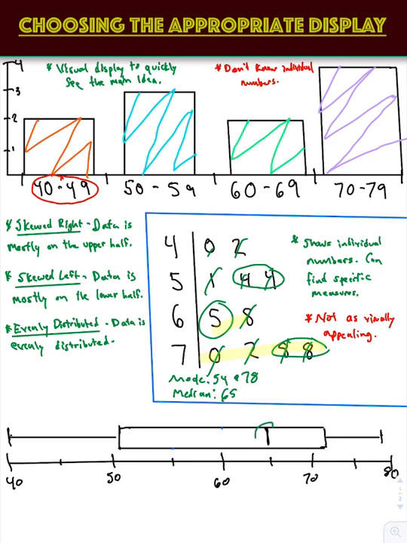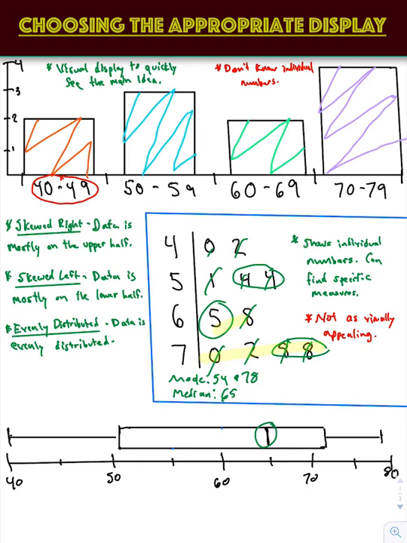If I look at where the median is in the box, I can tell that it's really far to the right, which means that my data is skewed right. If it were evenly distributed, it would be right there. If it were skewed left, it'd be more over here. In this case, it is skewed right, so that's why it appears over there.